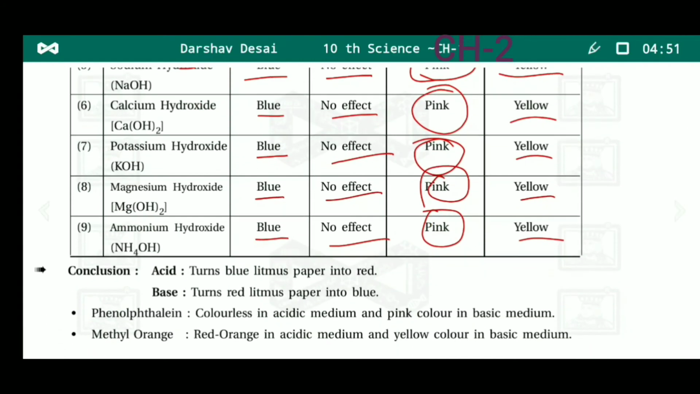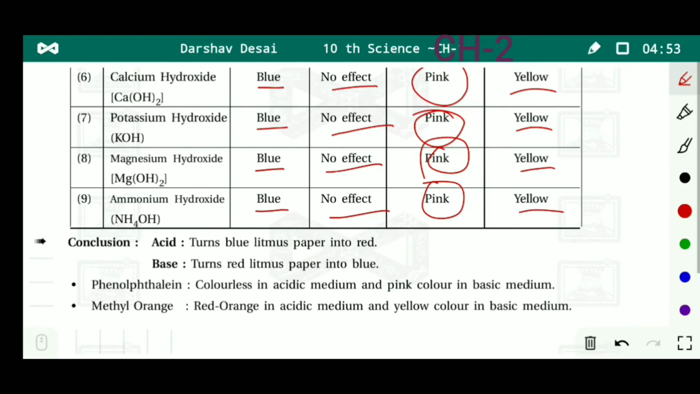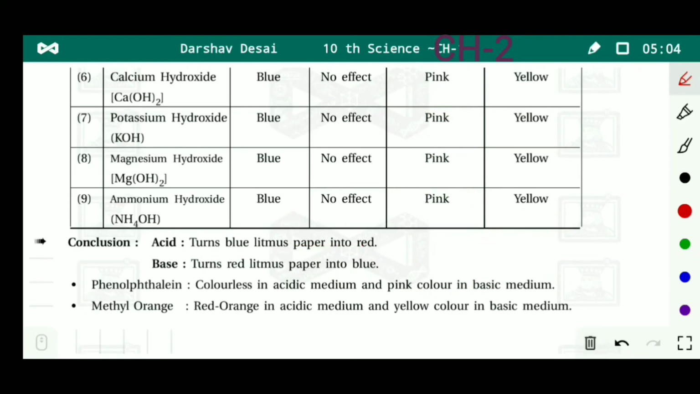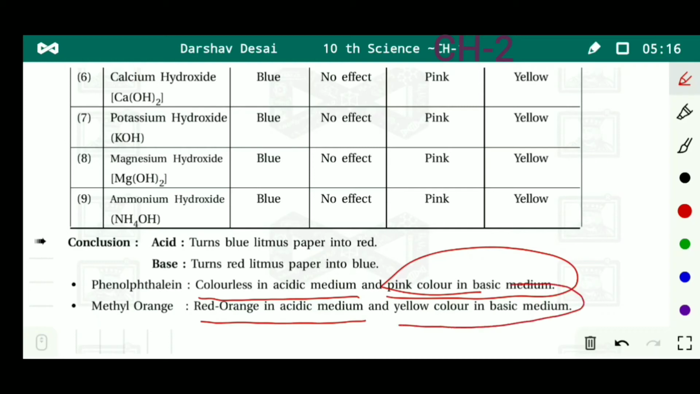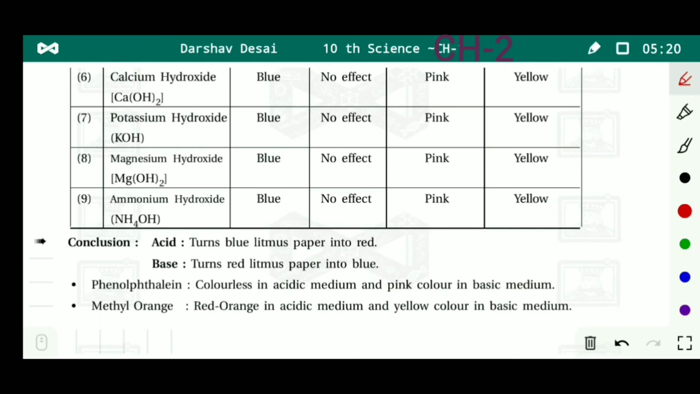So overall summary is here. Conclusion: acid turns blue litmus paper into red. Always remember blue into red, but base reverse, red to blue. And phenolphthalein is always colorless in acidic medium, but pink color in basic medium, as we discussed here. Methyl orange is red-orange color in acidic medium, but yellow color in basic medium. So this is the general acid base characteristic and some indicators.